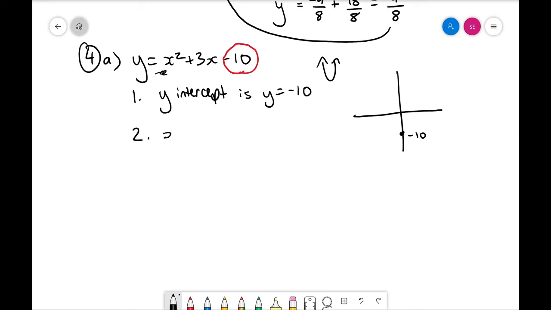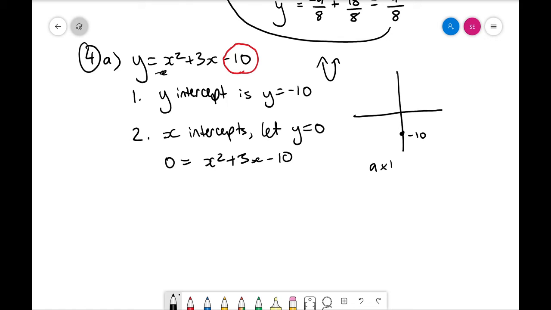Now we'll look at 2. We want to find the x-intercepts. So we'll let y is equal to 0. So we'll put 0 on the left-hand side, and we get x squared plus 3x minus 10. Now you're probably getting pretty good at factorizing from this point. So we need two numbers, a and b, such that a times b is equal to minus 10, and a plus b is equal to 3.